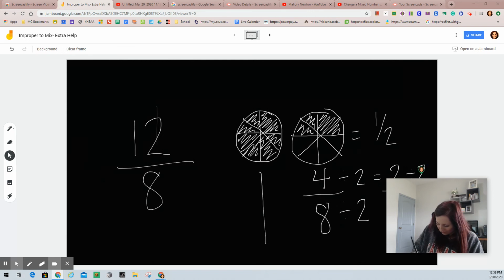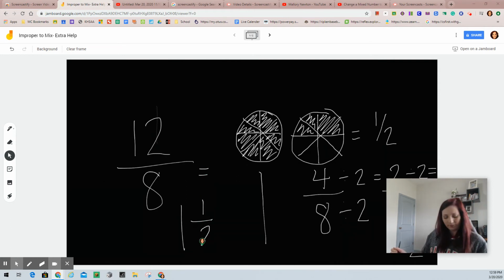Divide by 2 again, and that would get me 1. I ran out of room. We'll bring it down here. 1/2. Okay, so this would give you 1 and 1/2.